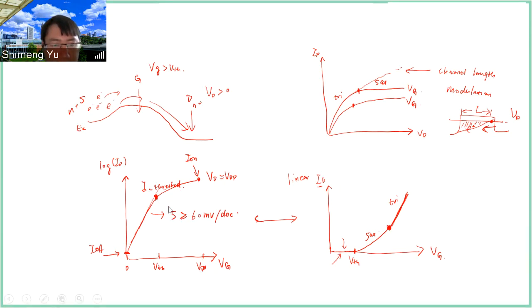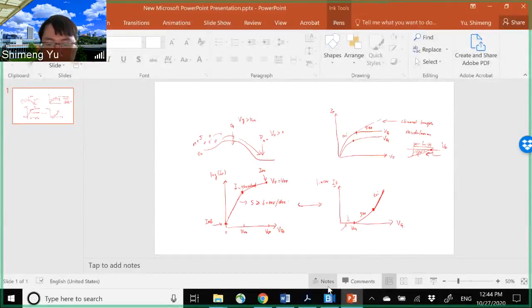So this S factor can be changed by temperature, for example. If you review the equation later, you will see that the S factor is proportional to the temperature. So if you have lower temperature, then this S factor will be less. Less means more steep in this subthreshold. All right, any questions?